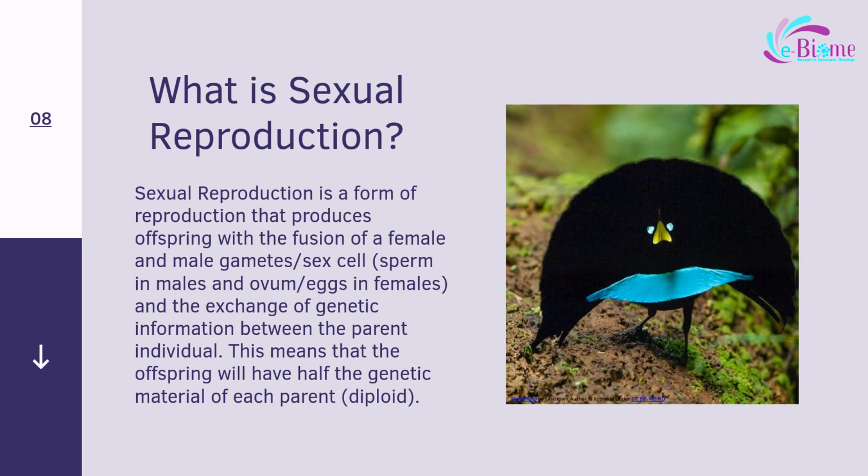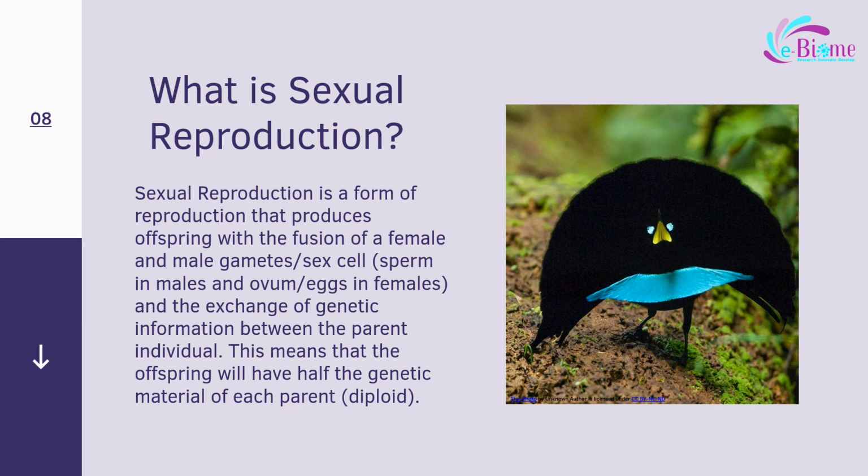Sexual reproduction is a form of reproduction that produces offspring via the fusion of female and male gametes/sex cells, be it pollen and egg cells or sperm and egg cells or ovums, and the exchange of genetic information between the parent individuals. This makes the offspring produced a genetic mixture of both parents, or diploid.